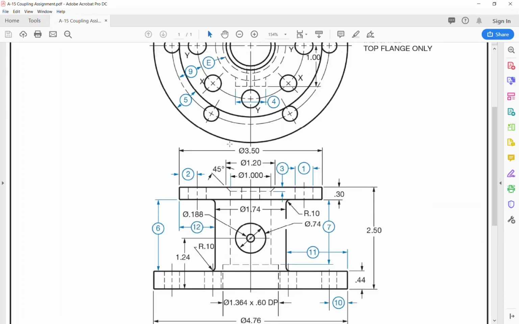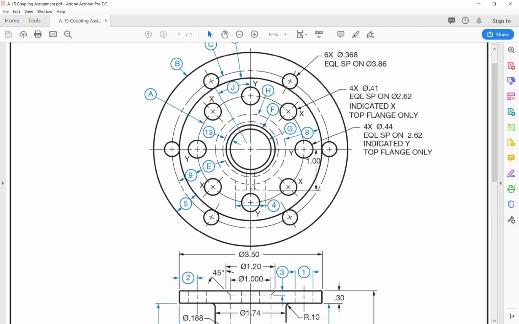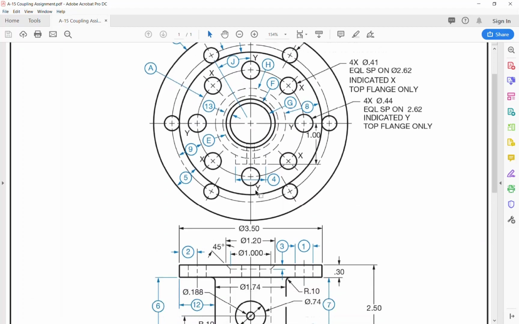Let's take a look at dimension number 4. Here it is. So dimension 4 is interesting because it's actually referring to that boss that's sticking out from the side of the main hub feature. Okay, so that's what it's looking for.